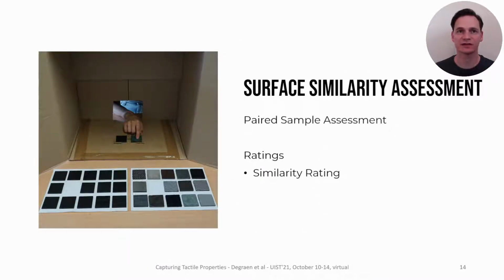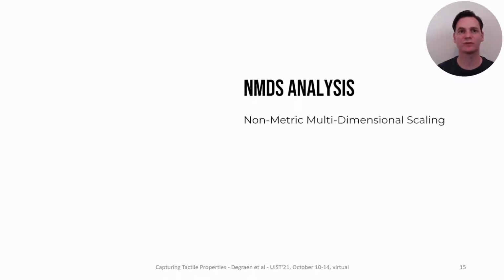In the second phase of our study, participants were presented with 2 samples next to each other. They could touch both samples for a maximum amount of 5 seconds. For each possible combination, participants rated the similarity between these objects. Using this data, we performed a non-metric multidimensional scaling analysis. This is an indirect gradient analysis approach, which produces an ordination based on a distance or dissimilarity matrix. In other words, it visualizes the relationship between different objects.